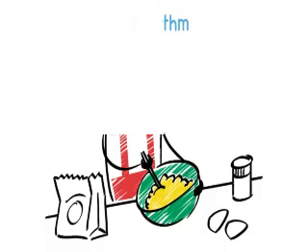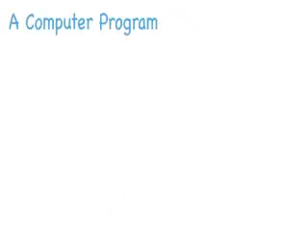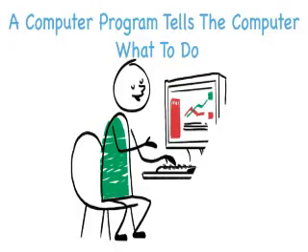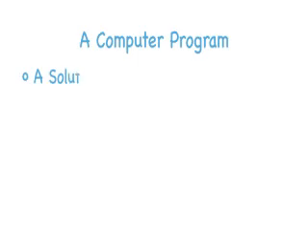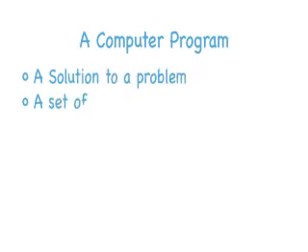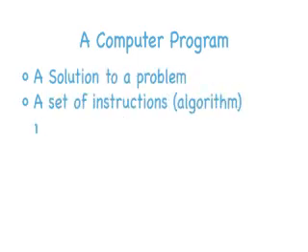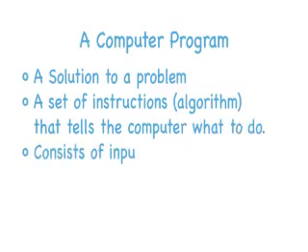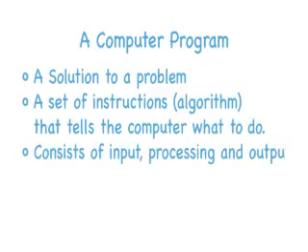Just like the algorithm for baking a cake, a computer program is a list of instructions that tells the computer what to do. A computer program is a solution to a problem, which consists of a set of instructions, an algorithm, that tells the computer what to do. A computer program consists of input, processing, and output.